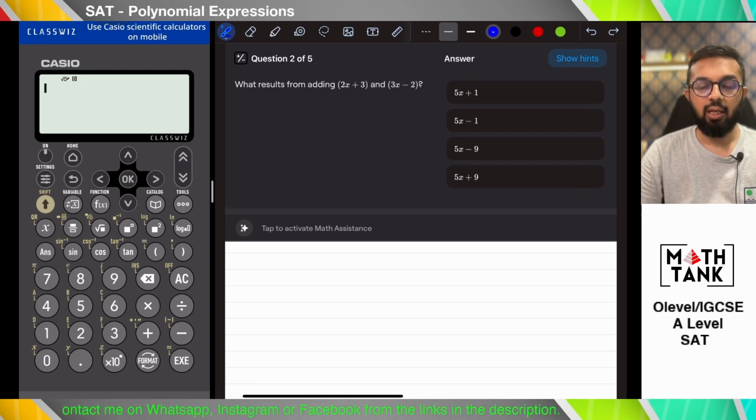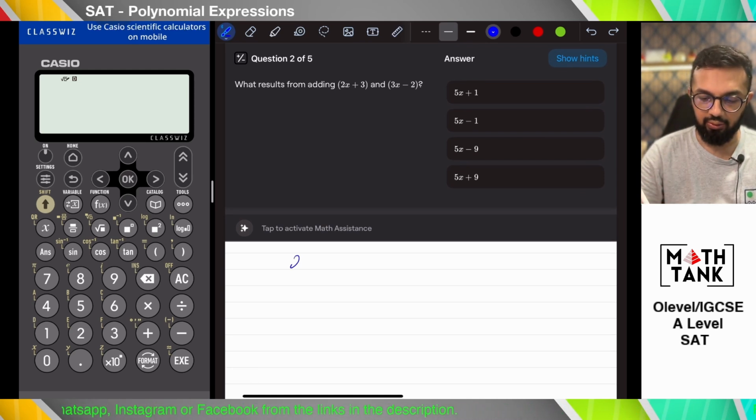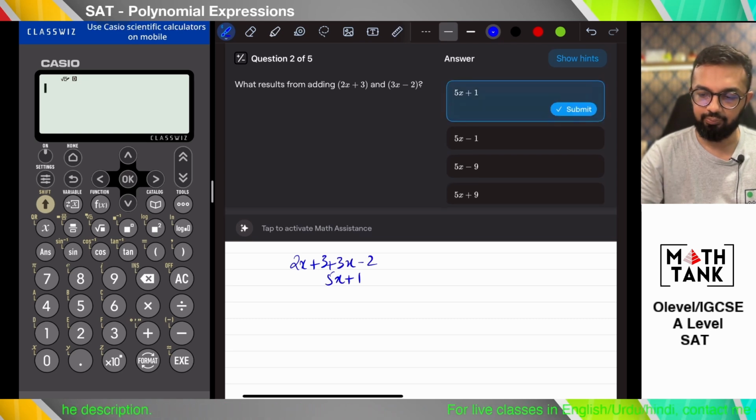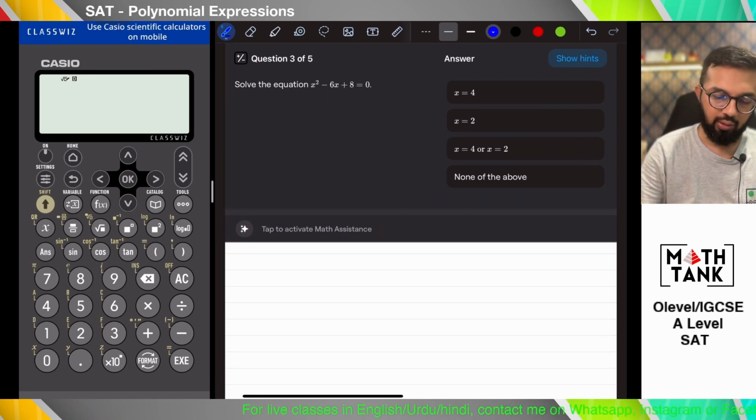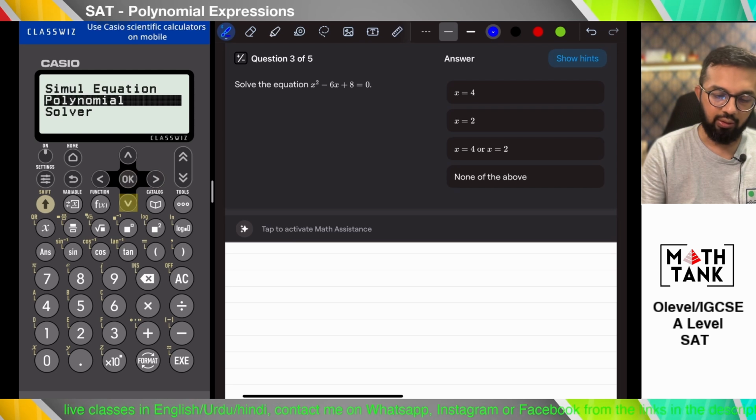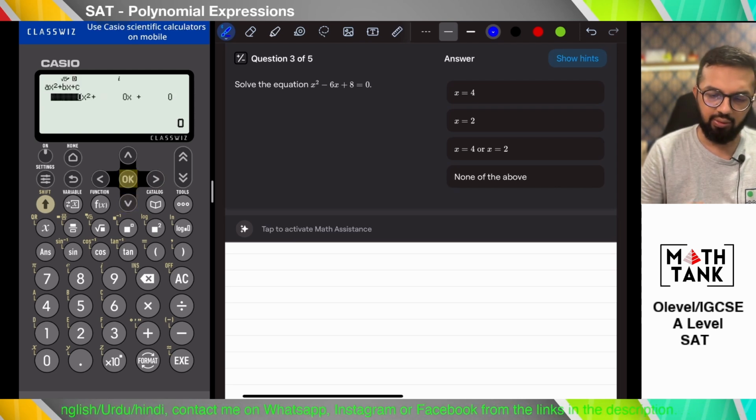What results from adding 2x plus 3 and 3x minus 2? I think that's simple. So that's 5x plus 1. Solve the equations. I can just solve this on my calculator. I don't really need to do this manually. Okay, this is just a build up because easy questions are usually like that. 1 minus 6 and 8. There will be 4 and 2.